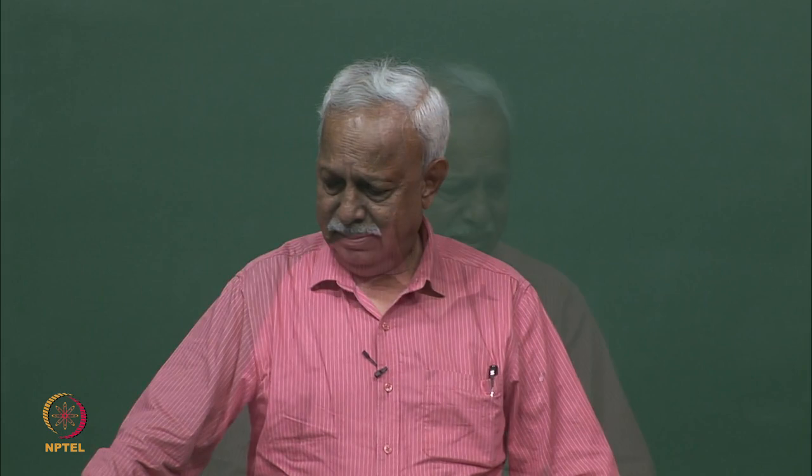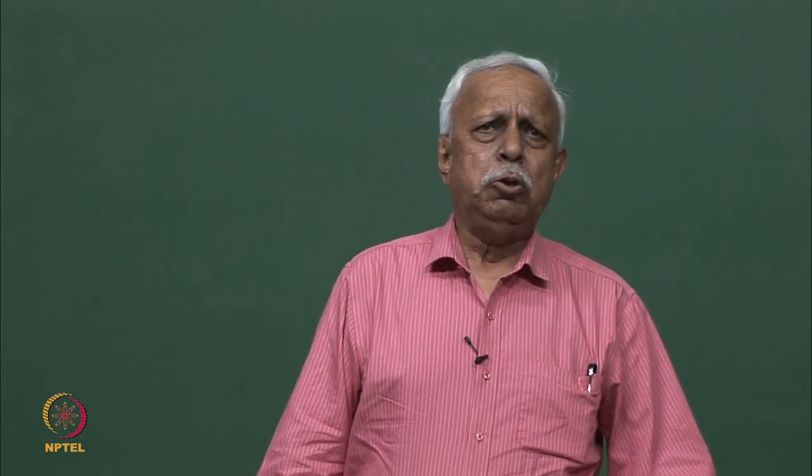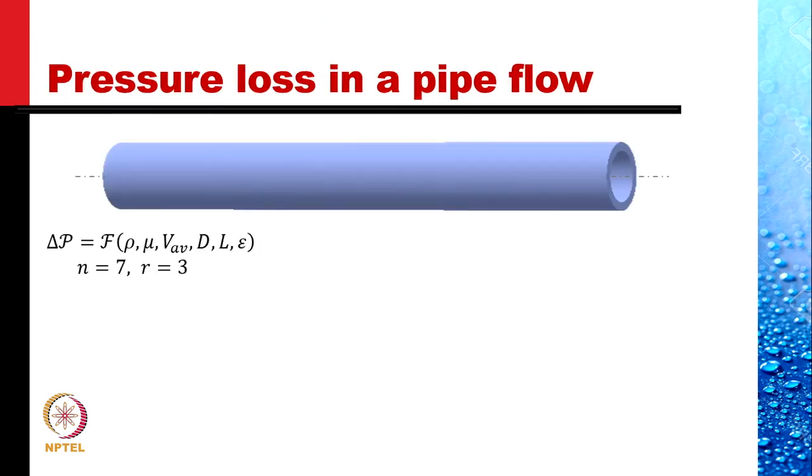Welcome back. In today's lecture, we'll discuss how to use additional physical information for reducing the number of independent pi numbers. Let's consider the example of pressure loss in a flow of fluid within a pipe.